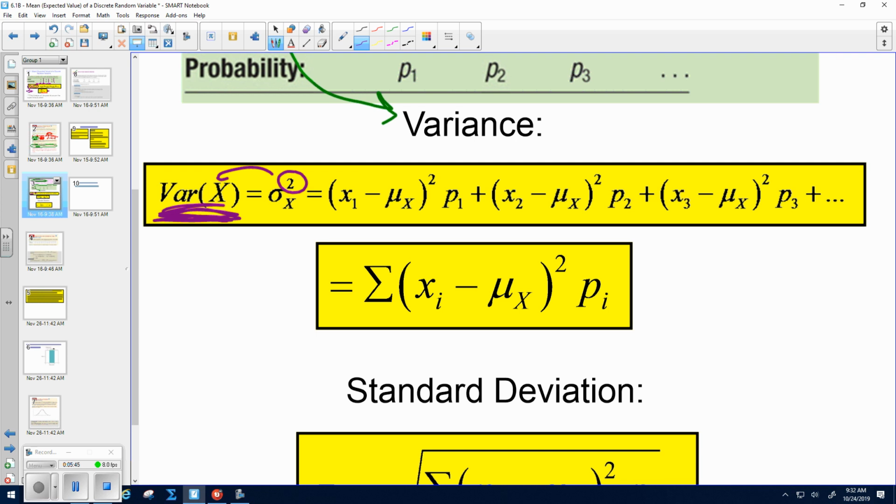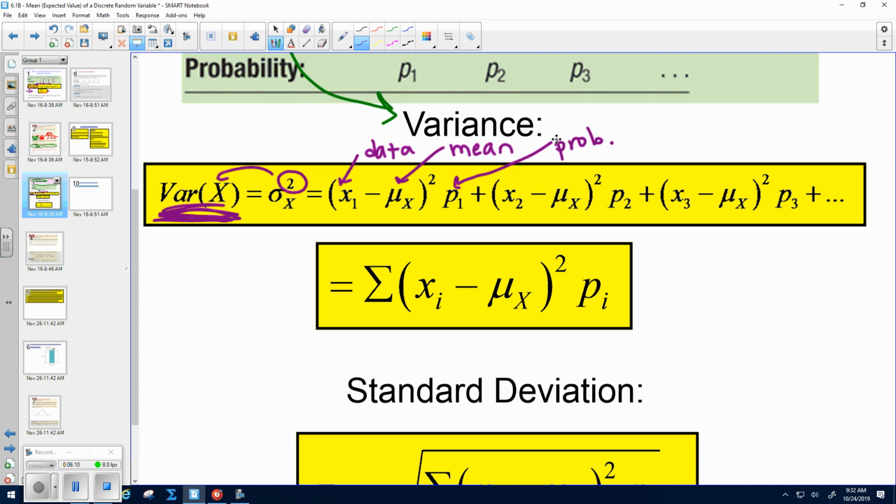And the formula is the data point minus the mean squared times its probability. So you might want to fill in what those are. So that's your first data point. μ_X is the mean. And then you're multiplying times P1. That's the probability that goes with that data point.